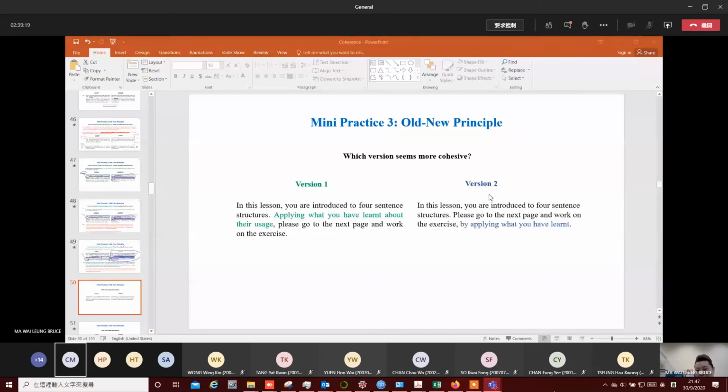All right. In this lesson, version 2, you are learning 4 sentence structures. Please go to the next page and work on the exercise by applying what you have learned. So which one strictly follows the O'Neill principles? Version 1 or version 2?